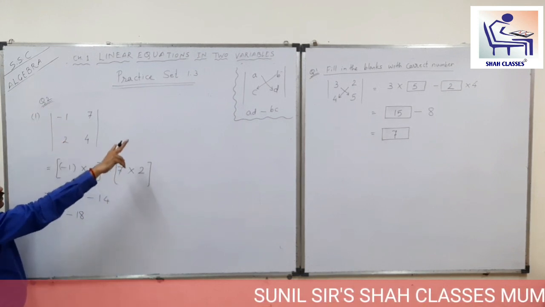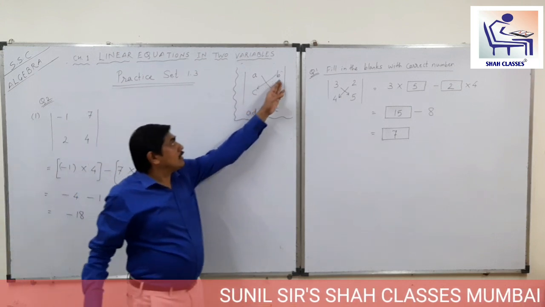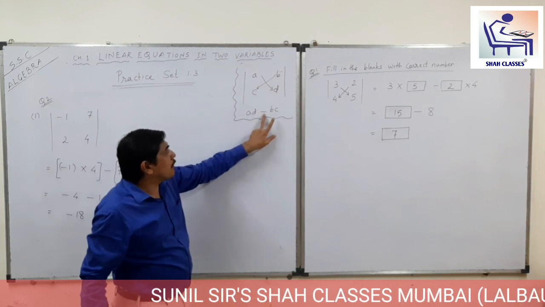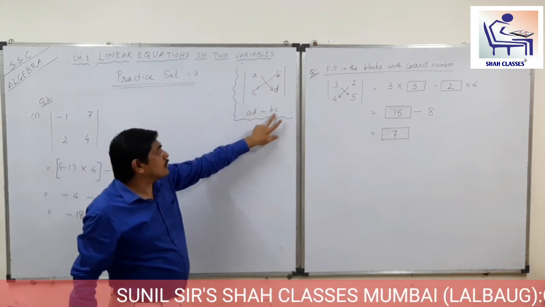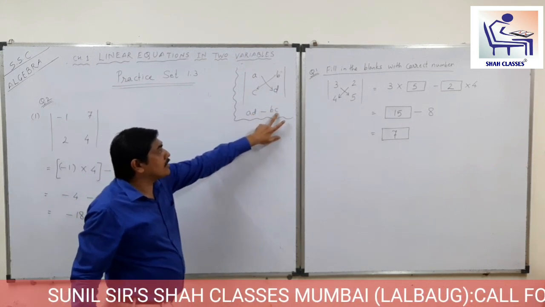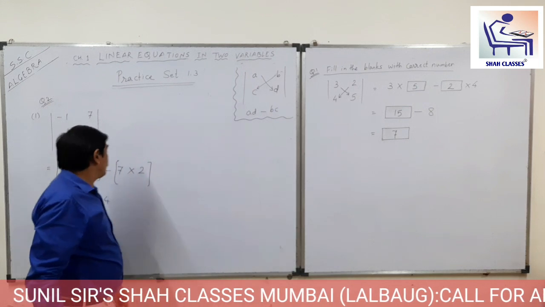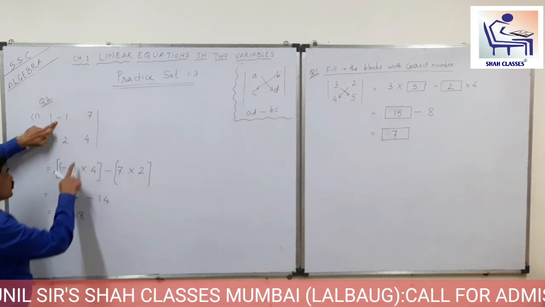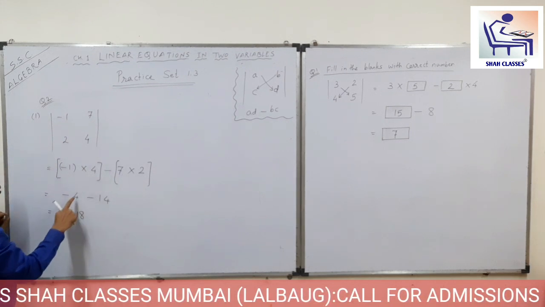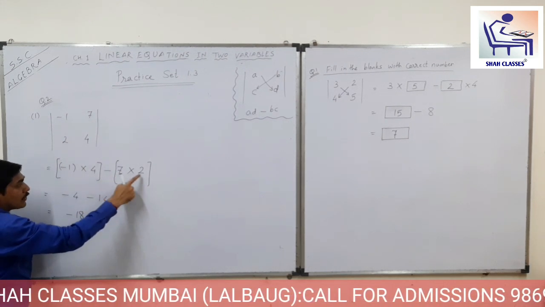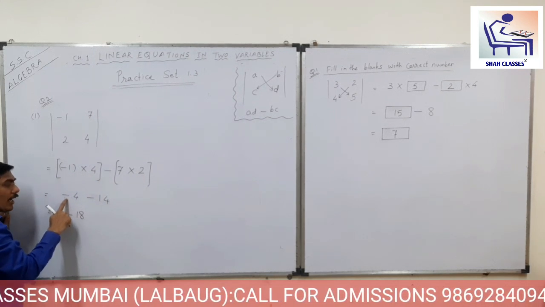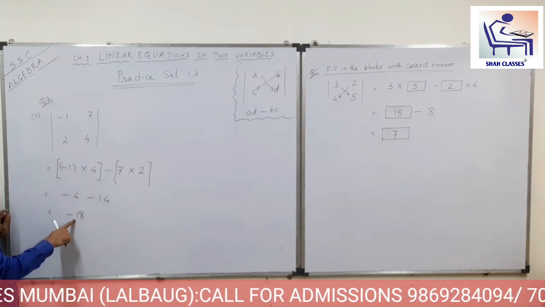Once again, please remember A, B, C and D. So A into D minus B into C. Please remember there is a negative sign between these two values. Here the relationship of A and D is of multiplication and B and C is also of multiplication. So simply we will multiply these two values, -1 into 4 minus 7 into 2. So -1 into 4 is -4 and -7 into 2 is 14, but this negative sign makes it overall negative. So -4 minus 14 is -18.